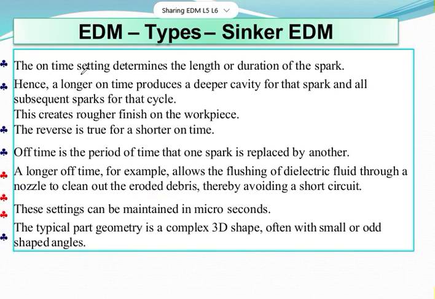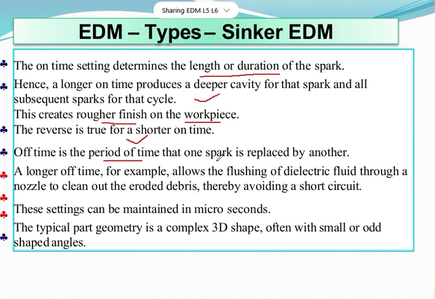Now the on time setting determines the length or duration of the spark. Hence, with a longer on period, a deeper cavity basically occurs. And this helps to create a rough finish on the work surface. The reverse is also true for shorter on time. That is, if the on time is shorter, the surface roughness is much better.